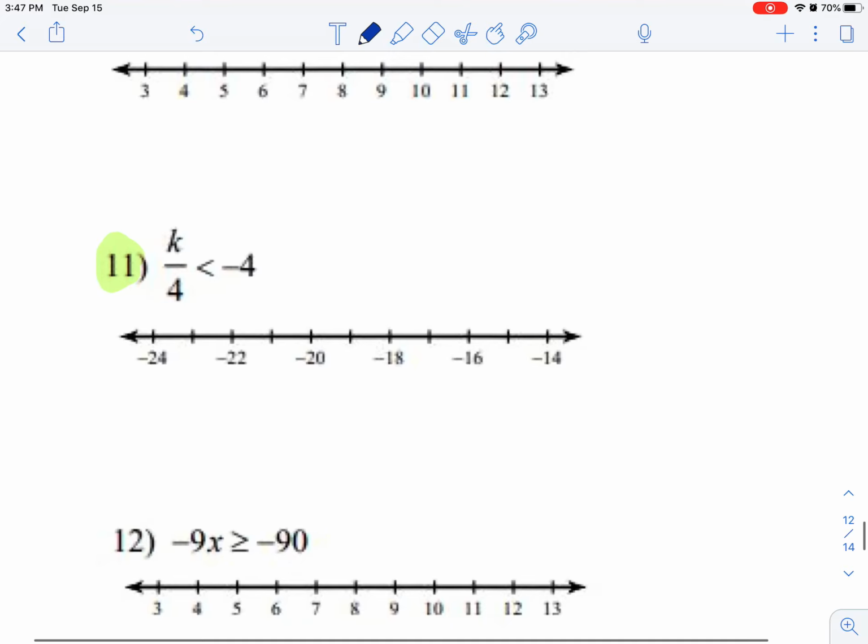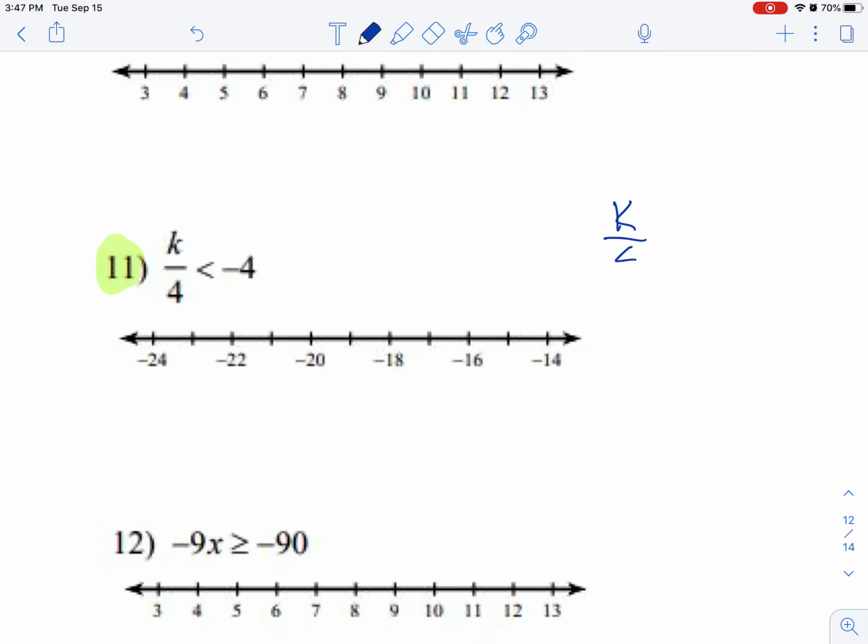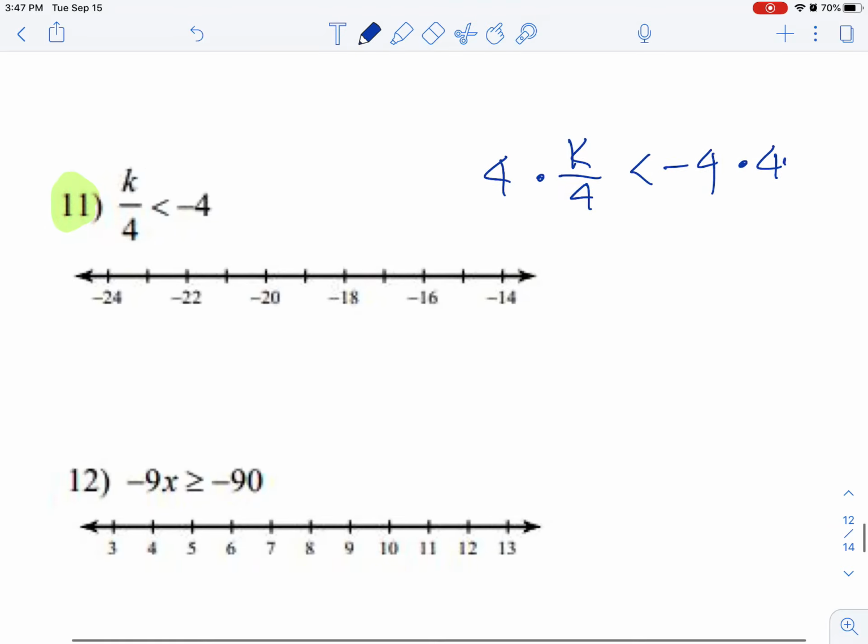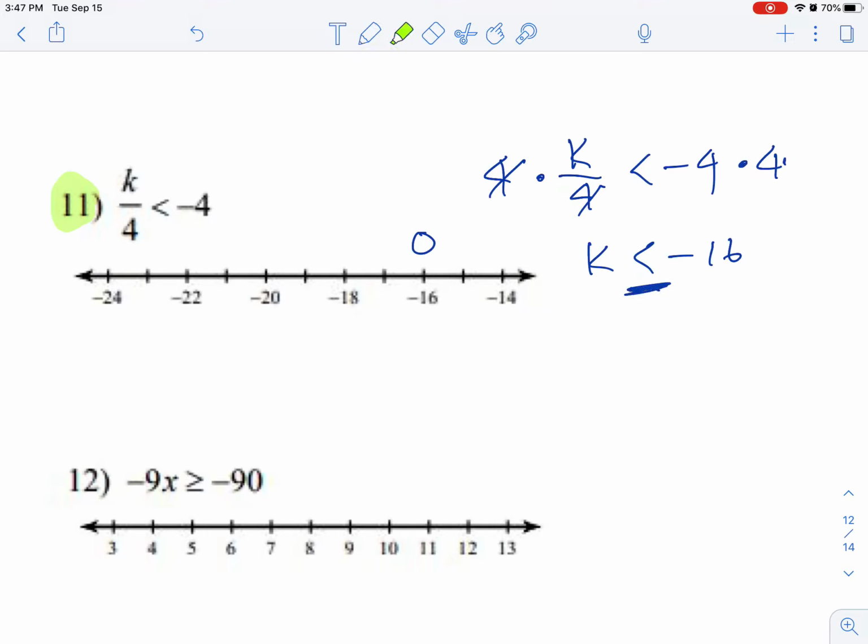Moving on. Now, you have k divided by 4 is less than negative 4. All you have to do is multiply 4 on both sides, and you get k is less than negative 16. So what that means is you go to negative 16, and you create that open circle because there's no line underneath the inequality sign. And you point it to the direction where it's supposed to be facing, which is left in this case, since the values of the solution have to be less than negative 16.